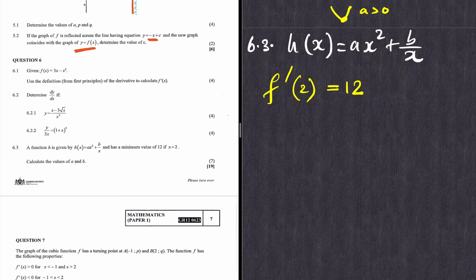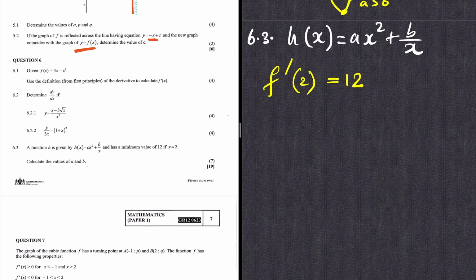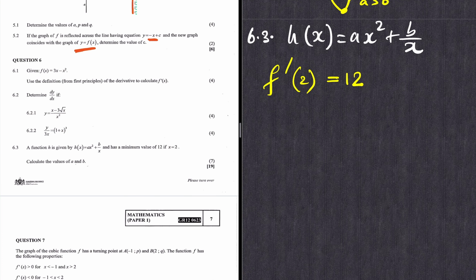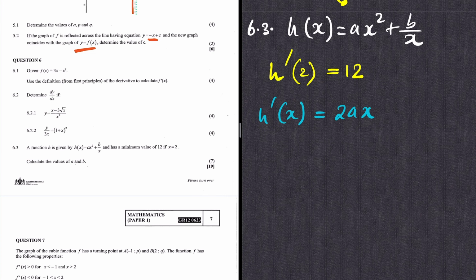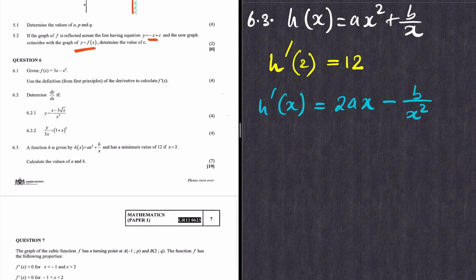The best thing to do here is to use the derivative, to calculate the values of a and b. Let me use h because we are dealing with h, not f. So let's derive h of x. We get 2ax, and if you derive the second term, it's going to be minus b over x squared. Be very careful with your derivatives there.